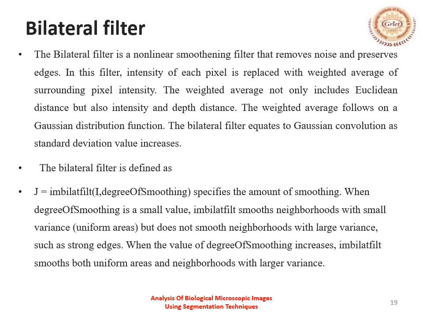Bilateral filter. Bilateral filter is a nonlinear smoothing filter which removes noise and also preserves edges. But for the weighted average of this, we don't just include Euclidean distance but also intensity and depth, which gives us more accuracy. And the MATLAB code for bilateral filter is imbilatfilt.